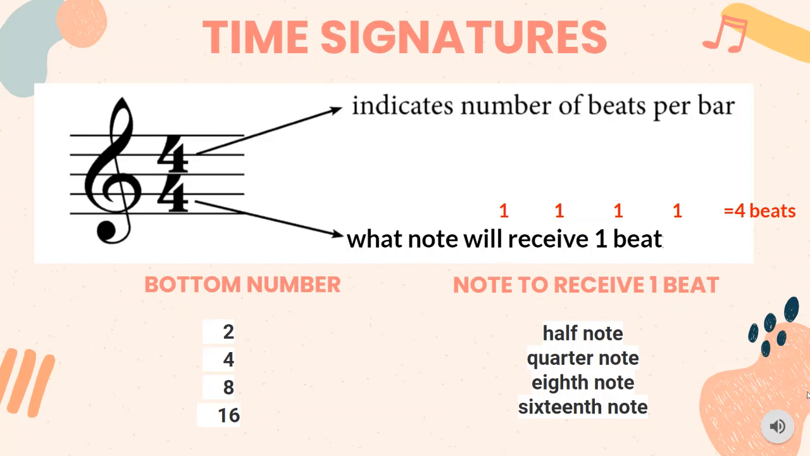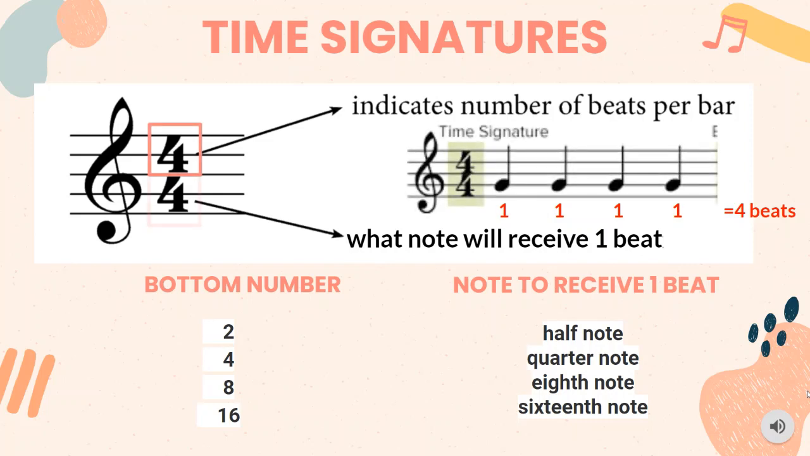The top number of the time signature tells you how many beats to count. This could be any number. The bottom number tells you what kind of note will receive 1 beat. If the bottom number is 2, the half note receives 1 beat. If the bottom number is 4, the quarter note receives 1 beat. If the bottom number is 8, the eighth note receives 1 beat. If the bottom number is 16, the 16th note receives 1 beat.